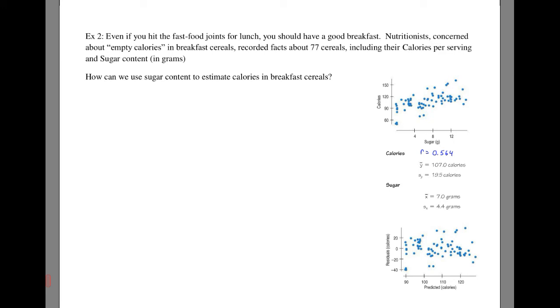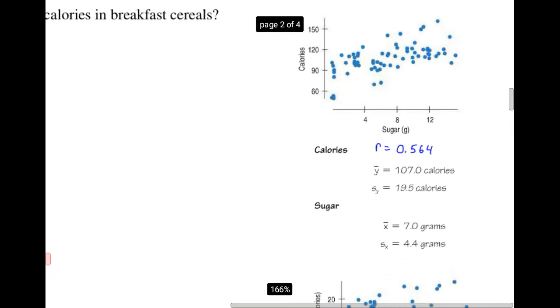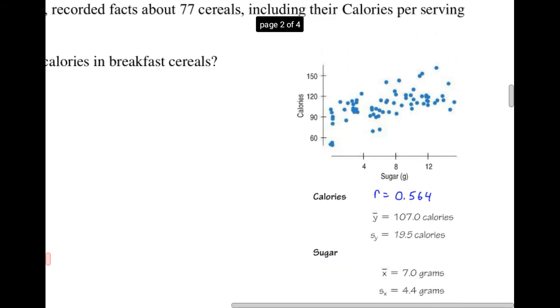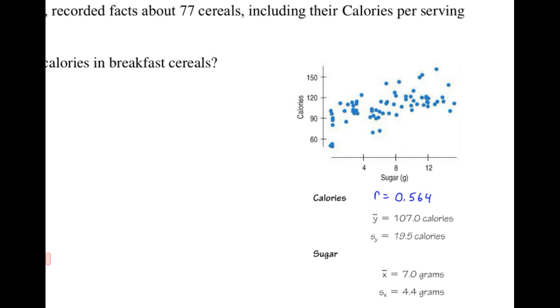So we want to come up with a model for this. How can we estimate the calories? We want to write out that model that will let us do this. I already have some information for you at the side. We have our scatter plot, which we're plotting sugar versus calories. So sugar is our explanatory variable. We're saying if you know how much sugar content, can you predict the calories?